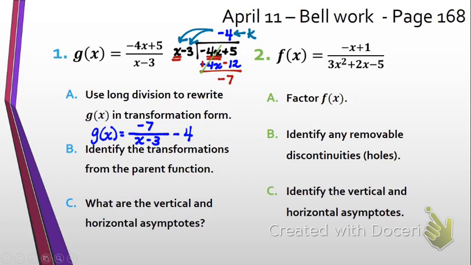All right, part B, identifying the transformations from the parent function. Okay, so I see a here. I see k here. And I know this is going to be tricky, but here's the opposite. So what is a doing to the graph of the function? I heard reflects. And does it stretch or does it compress? Stretches. Okay, so reflect over what? Reflect over x-axis. Vertical stretch by 7.